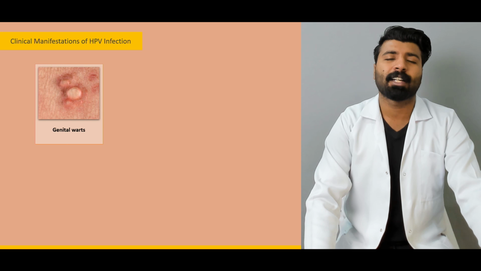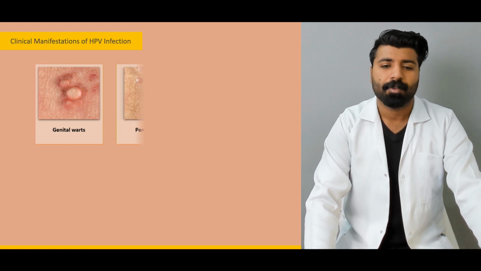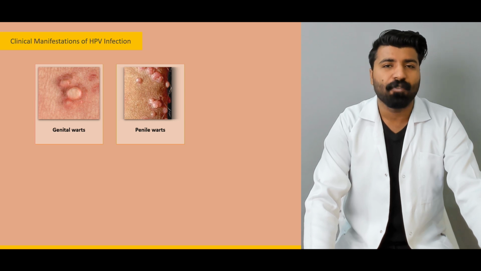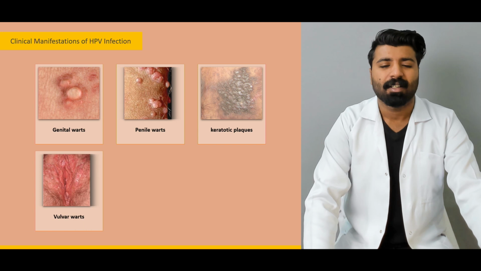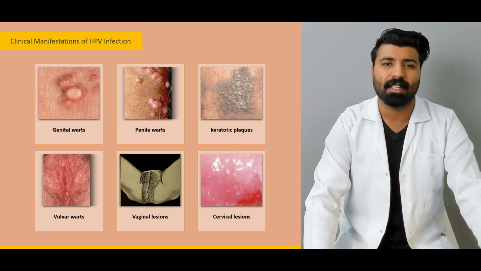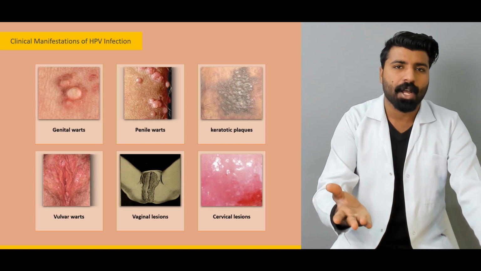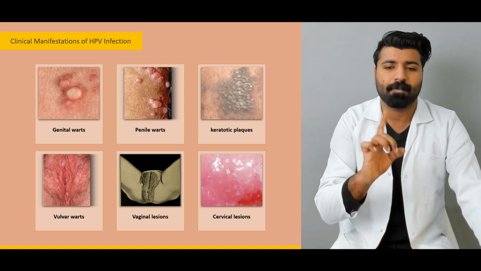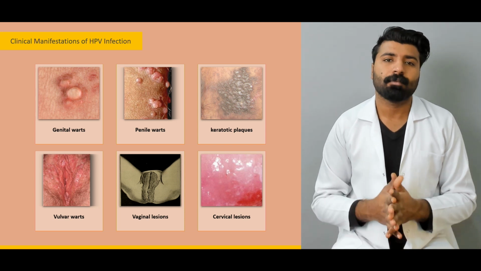Now, other clinical manifestations will involve what? They involve genital warts, penile warts, keratotic plaques, vulvar warts, vaginal lesions, and cervical lesions. Now, three difficult words are being described here, and I'm going to describe one of them, which is wart. What is wart?